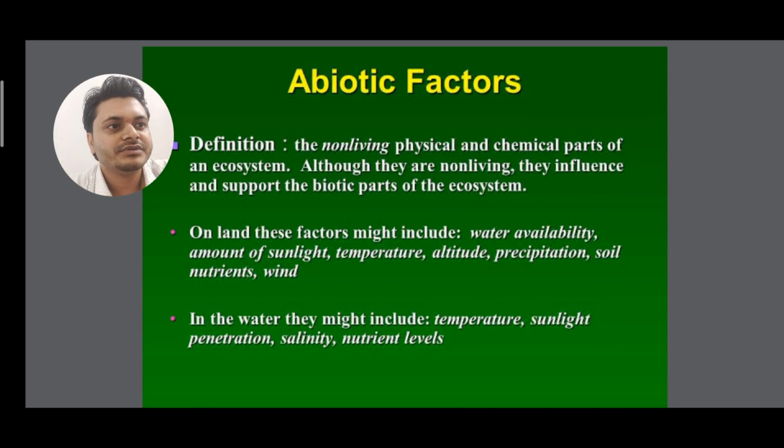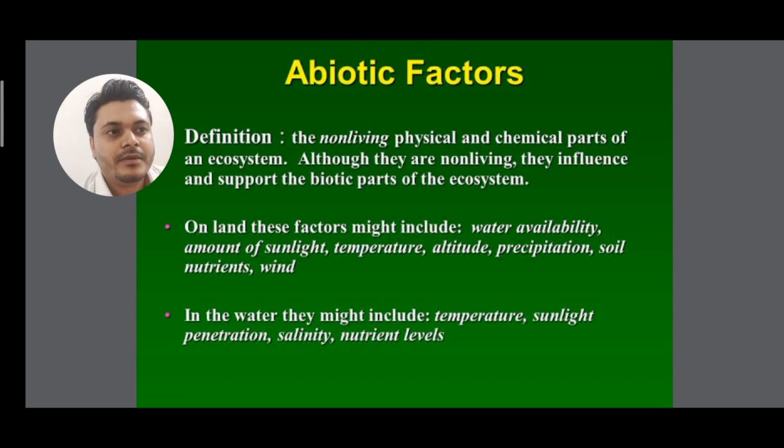Now you can see abiotic factors. The definition given is: the non-living physical and chemical parts of an ecosystem. Although they are non-living, they influence and support the biotic parts of the ecosystem. On land, these factors might include water availability, amount of sunlight, temperature, altitude, precipitation, soil nutrients, and wind. In the water, they might include temperature, sunlight penetration, salinity, and nutrient level.